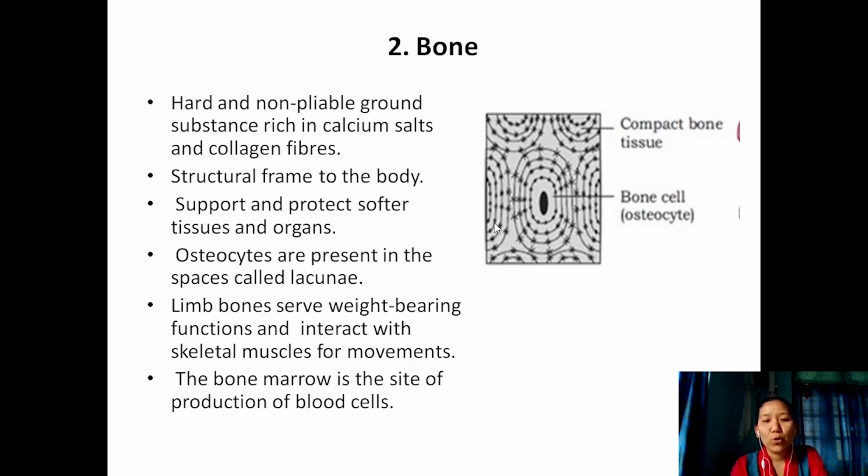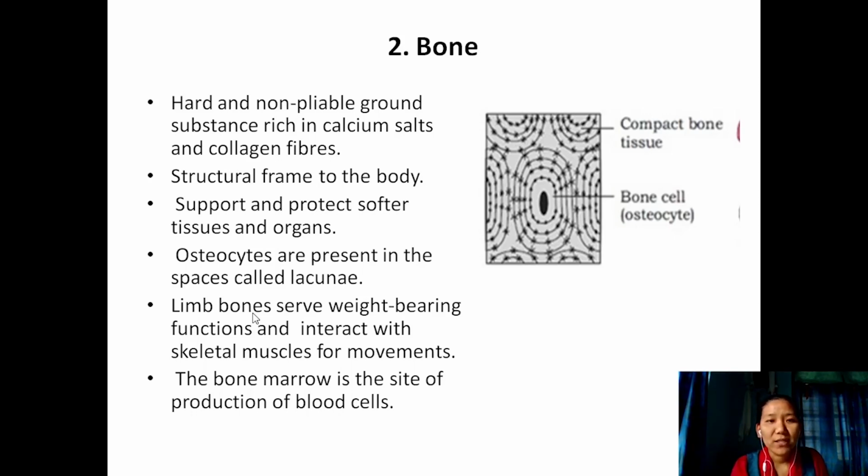The limb bone is the longest bone. It serves a weight-bearing function, and it also interacts with the skeletal muscle for movement and locomotion. The innermost part of the bone also contains the bone marrow, and bone marrow is the site for production of blood cells like RBC and WBC.